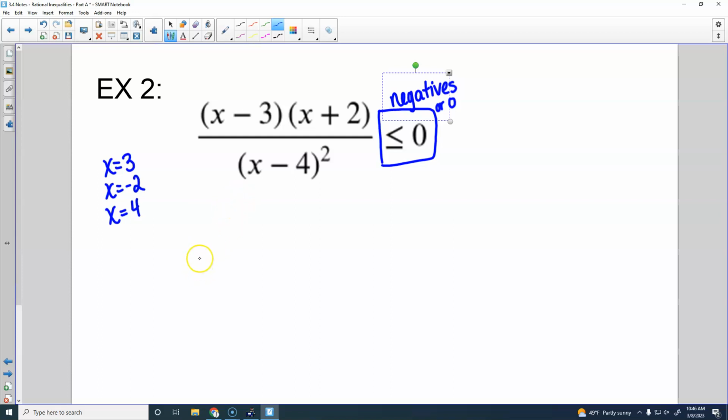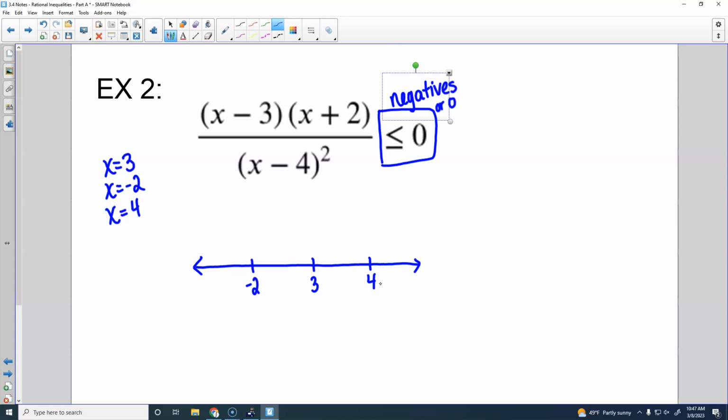So we're going to put these numbers on a number line. And so we've got negative 2, 3, and 4. Make sure those are in order, because if you put them on the line out of order, it will mess your answer up.